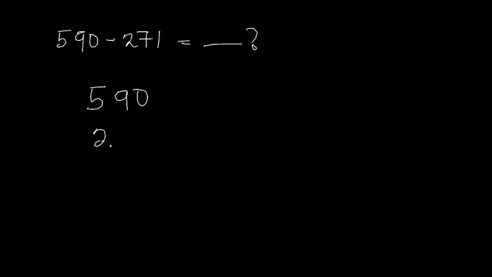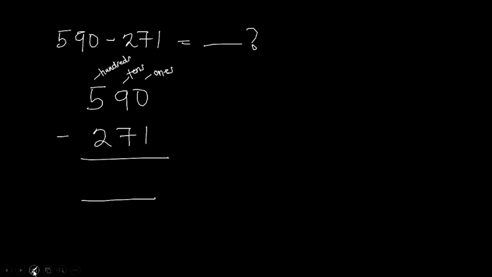So say I have 590 minus 271. What is going to be my answer over here? We do the exact same thing. 590, 271. Mind you, this is our ones, this is our tens, and then this is our hundreds. In doing the subtraction, we subtract the ones column first, then we move on to the tens, and then we move on to the hundreds. Alright, let me quickly erase those guys at the top.